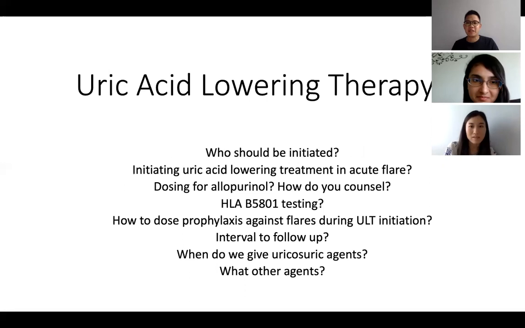Okay, so next, this slide's quite busy. I guess we could go question by question. There's quite a bit to discuss about uric acid lowering therapy. So maybe we can start with who should be initiated on such therapy.